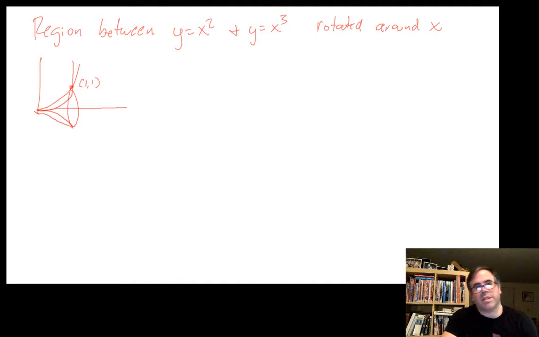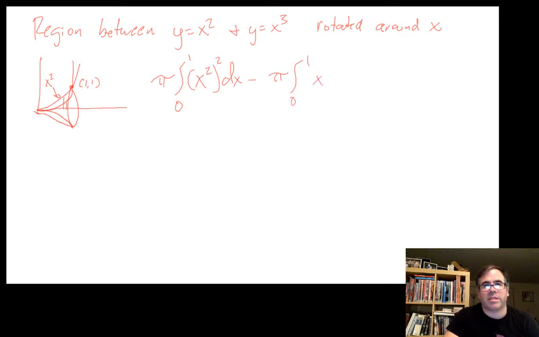You rotate that around, and you need to know which one's the outside. Since you're between 0 and 1, the outside is actually the x squared, because if you're less than 1, x squared is going to be larger than x to the third. So the outer radius is x squared, the inner radius is x to the third. The volume, since we're rotating, is pi integral from 0 to 1 of x squared squared dx minus pi integral from 0 to 1 of x to the third squared dx, right?